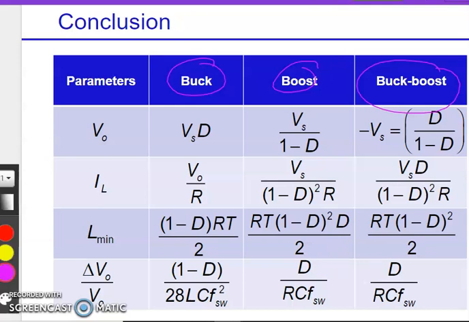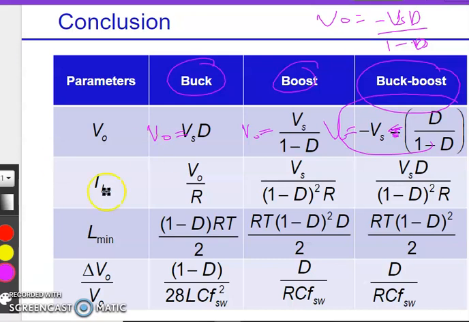So for this formula, it should be V out equal to negative Vs times D divided by 1 minus D. So you have to rectify this formula. It should be negative Vs times D divided by 1 minus D. So this one is correct for the time being. All the other formulas are correct. Just this one: V out is equal to negative Vs times D divided by 1 minus D.